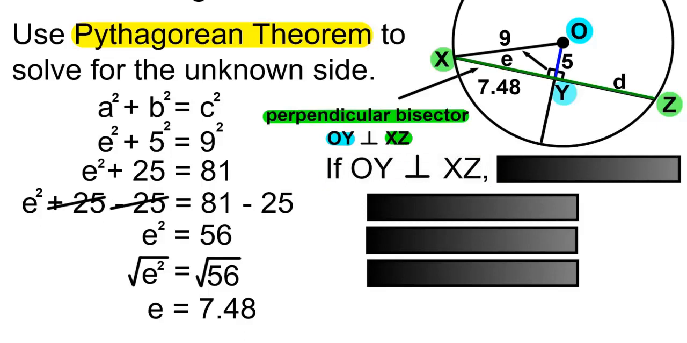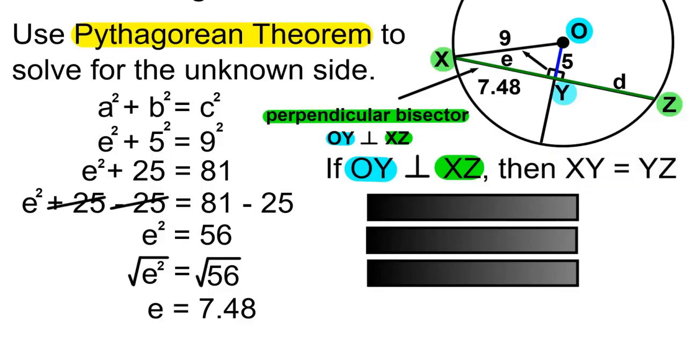If OY is perpendicular to XZ, then XY, which is located here, is equal to YZ, which is located here. And if this is 7.48, that would make this line 7.48 as well.